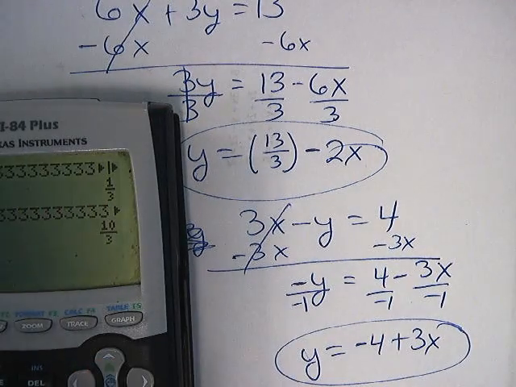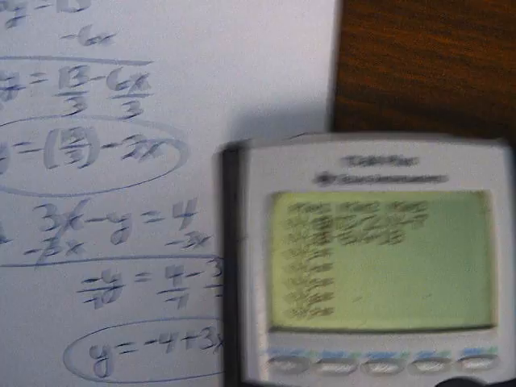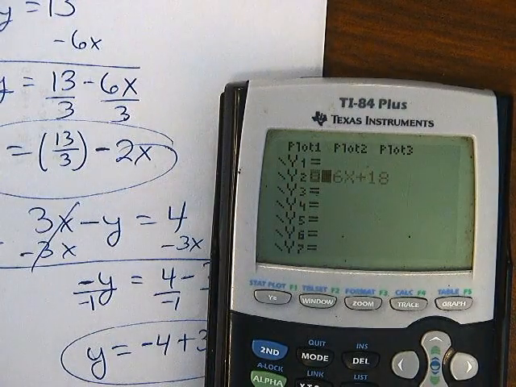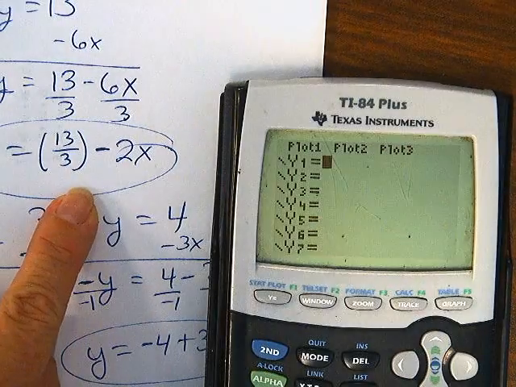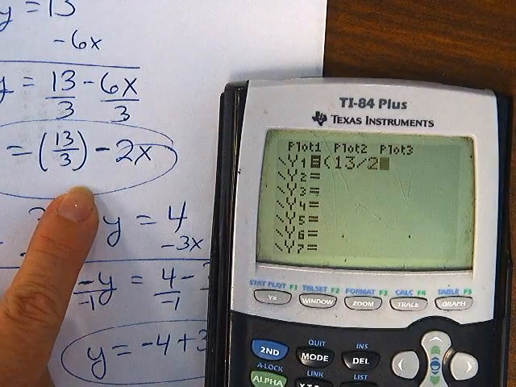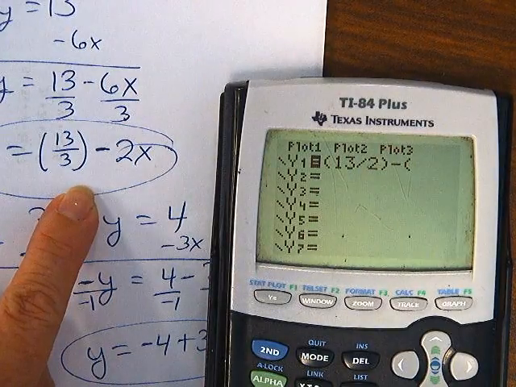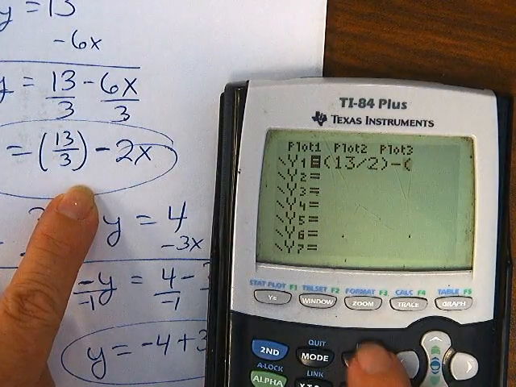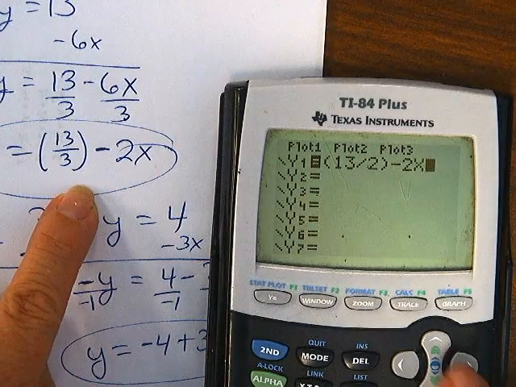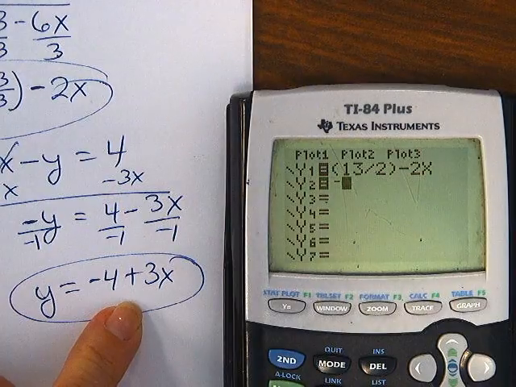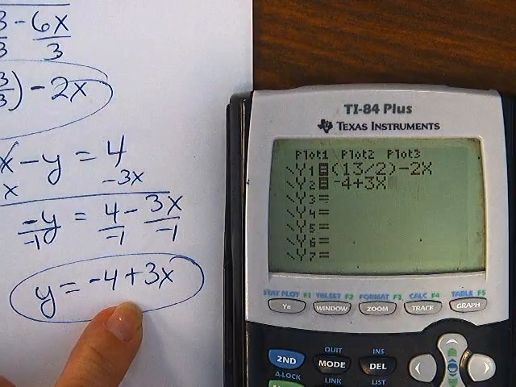So again, we come back here to y equals, and let's go ahead and get these entered. Clear out what was in there. Clear. And 13 divided by 2, minus, oops, not parentheses, delete that guy, minus 2x. And our second equation was a negative 4 plus 3x.